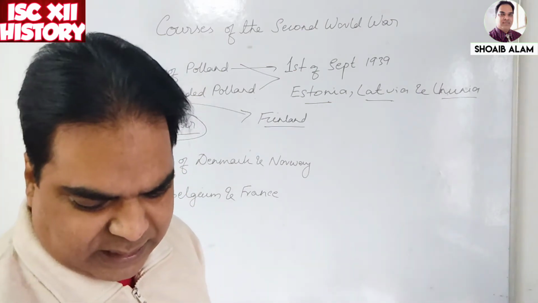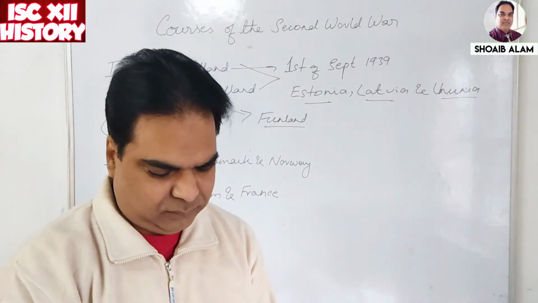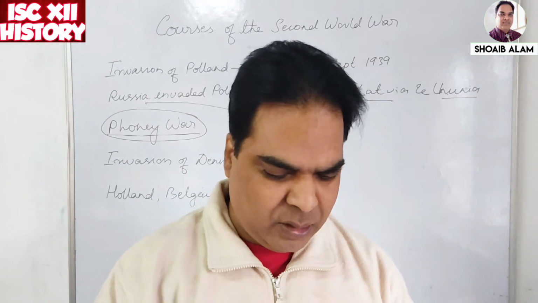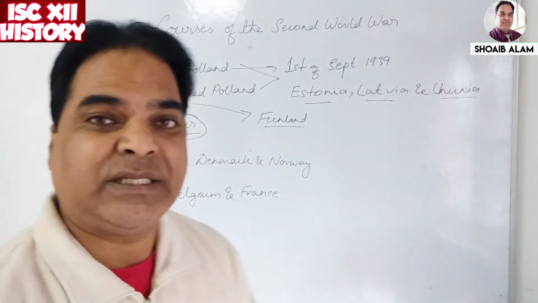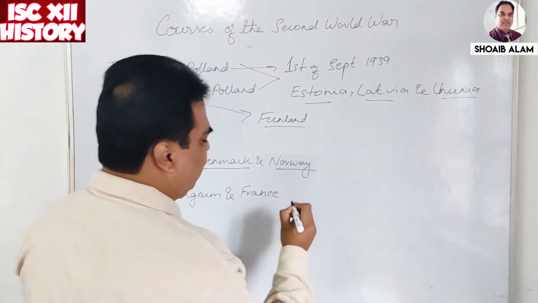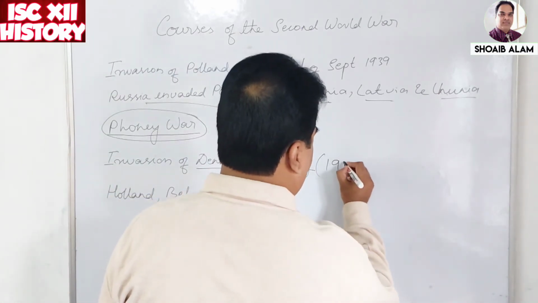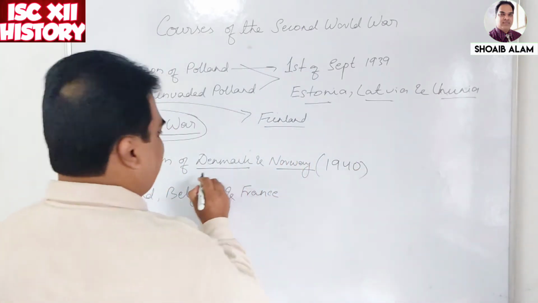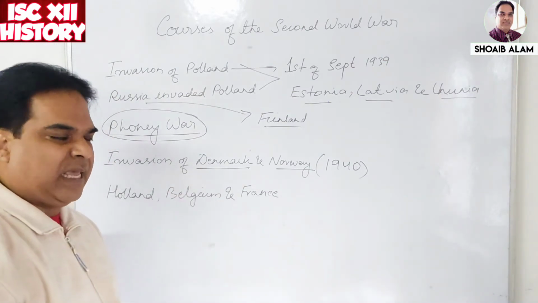Okay, Germany decided to invade Denmark and then Norway. So in April 1940, Denmark and Norway were attacked by Germany simultaneously.